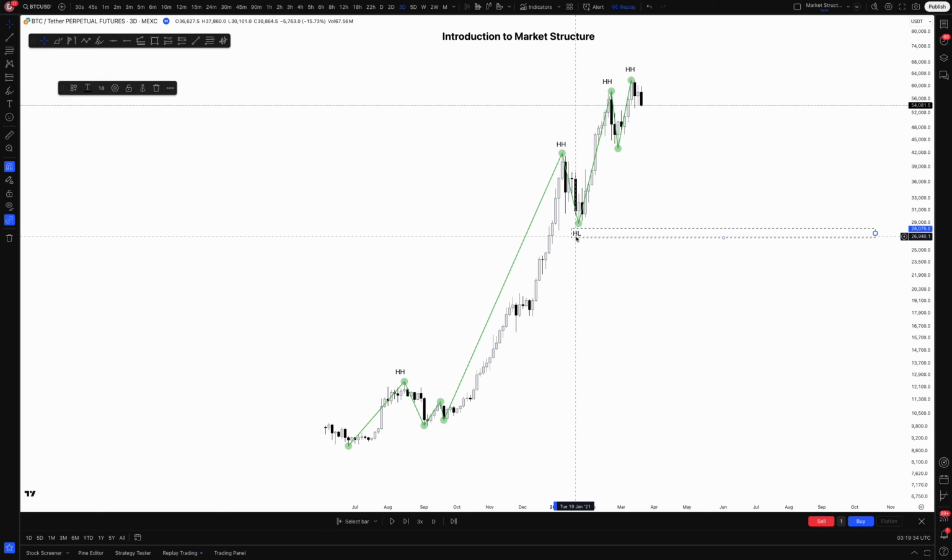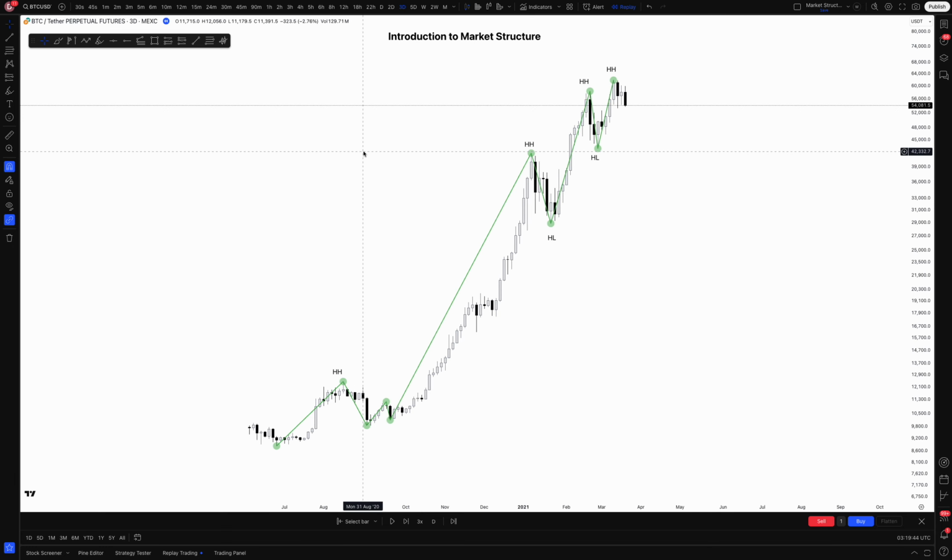This is a very simple example of market structure. I'm not going to make this video complicated. I'm going to make it as simple as possible, just to get a very basic understanding of how smart money trades and why market structure is very key in determining these levels and how we can break it down.